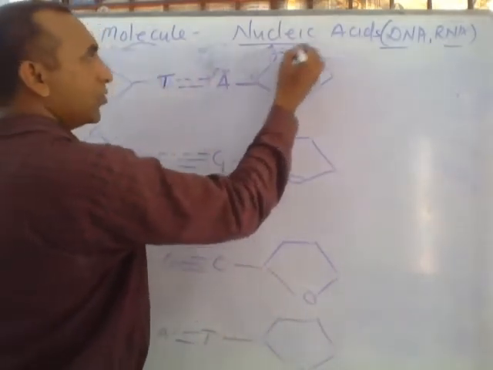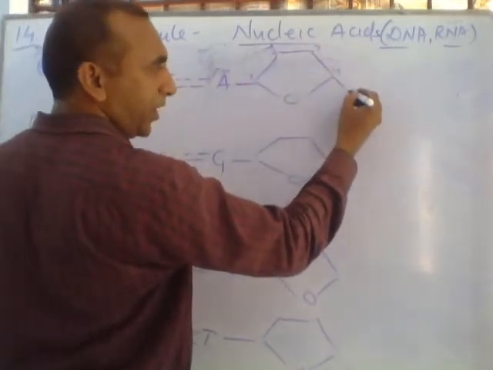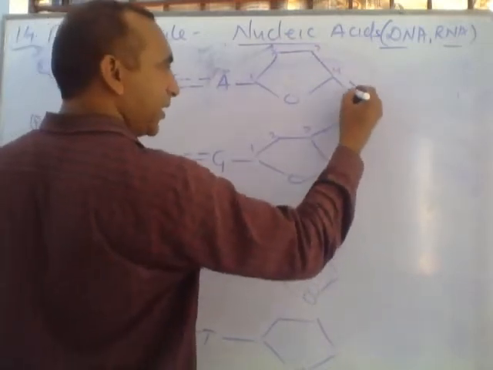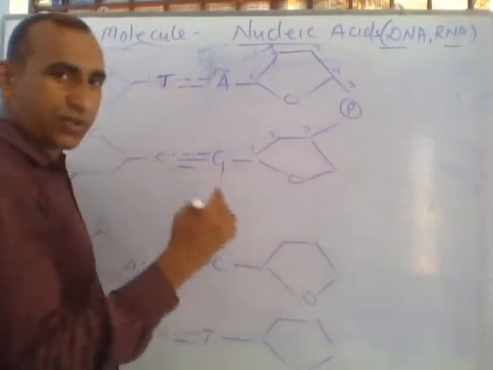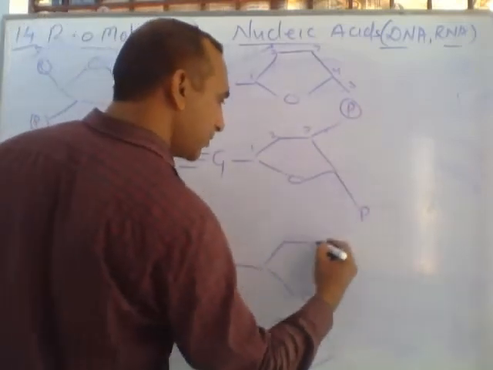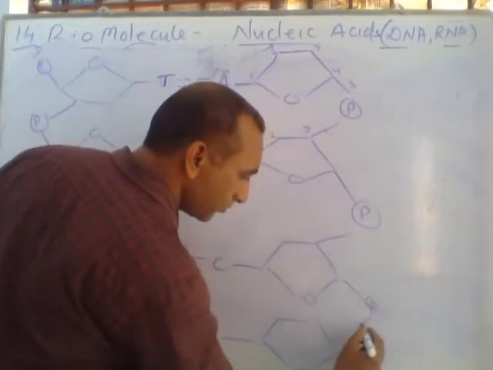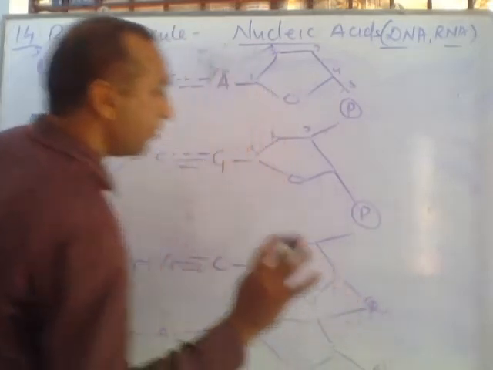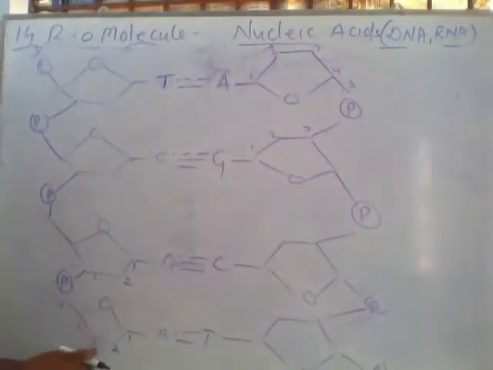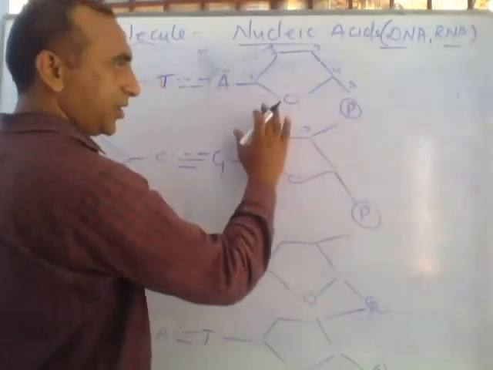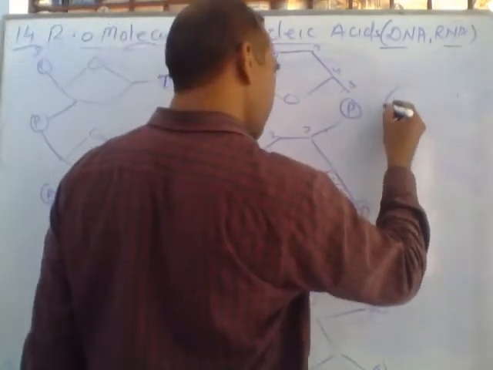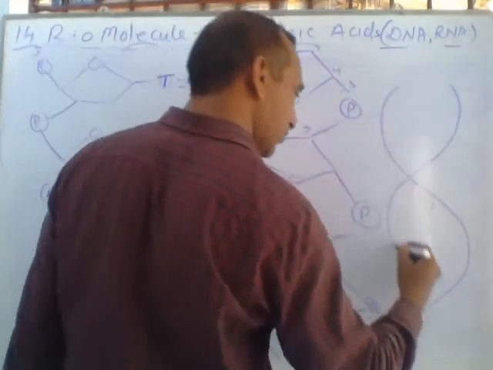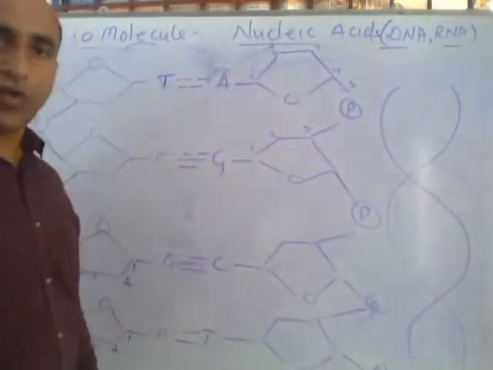Numbering from here 1, 2, 3, 4. This is the fifth, and here 1, 2, 3. Again, the fifth carbon and third carbon are joined with phosphorus. This is called a phosphodiester bond. Here again phosphorus, this is a phosphodiester bond. First and third, fifth and third. Again phosphorus. But remember, here these are two strands. This is one strand, this is another strand. This form we can draw here of this type. This type of helix is formed.